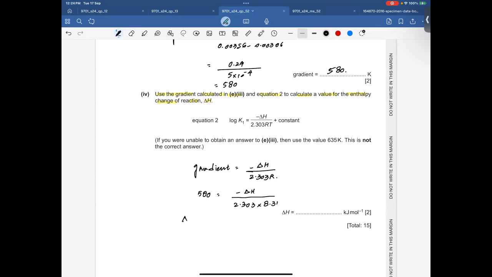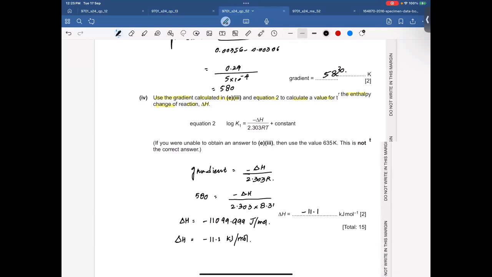So delta H is going to be minus 11099.999 joule per mole. So if I convert it into kilojoule, it's going to be minus 11.1 kilojoules per mole. So it's going to be minus 11.1 kilojoules per mole. I hope it makes sense to you.